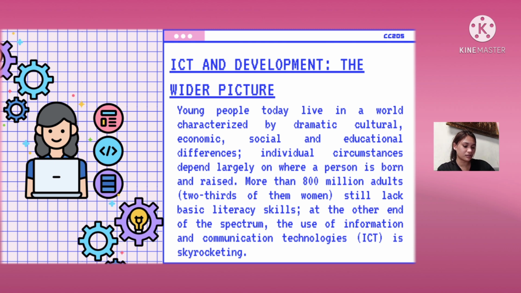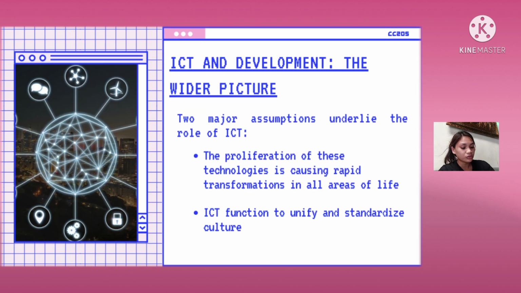At the other end of the spectrum, the use of information and communication technologies or ICTs is skyrocketing. It means something like an increase in the number of individuals who lack basic literacy skills as mentioned above. There are two major assumptions that underlie the role of ICT. The proliferation of these technologies is causing rapid transformations in all areas of life. ICT function to unify and standardize culture.